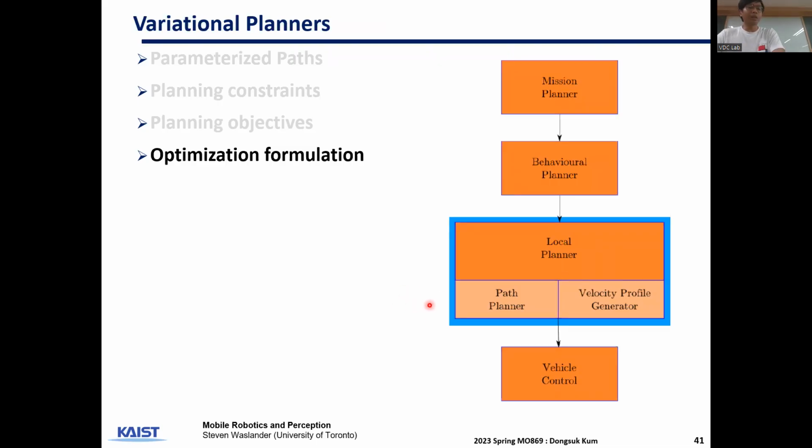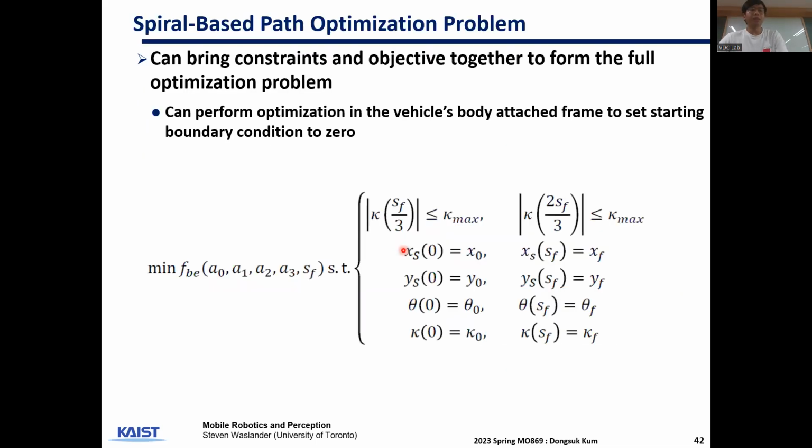Finally, there is the formulation of the optimization for generating the plan, the trajectory. For the spiral-based path optimization problem, we can bring constraints and objective together to form the full optimization problem. We can make things easier by performing the optimization in the vehicle's body attached frame to set the starting boundary condition to 0. So now we can just set most of these to 0 to simplify the problem.